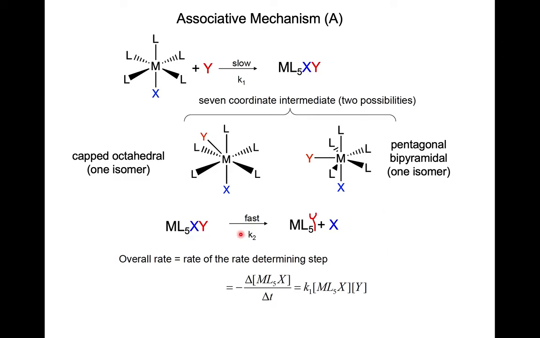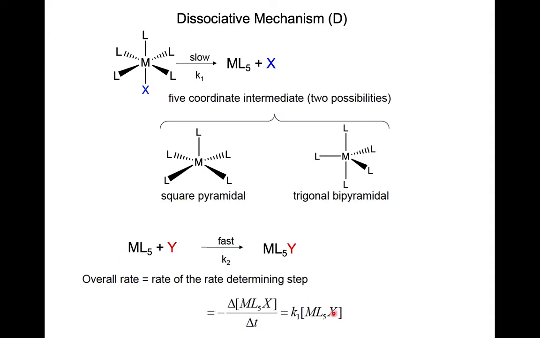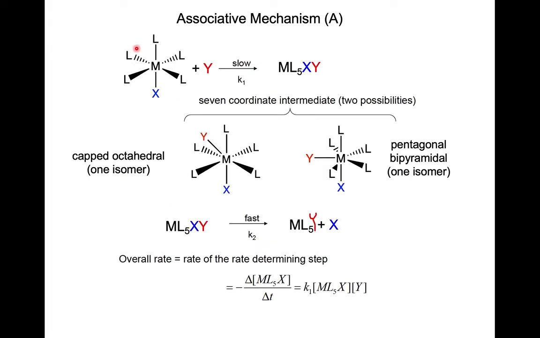Since this slow step is what determines the kinetics, both the concentration of ML5X and Y are important, and so the rate is equal to a rate constant times the concentration of the metal complex times the concentration of the incoming ligand. Contrast that with the dissociative mechanism, where only the concentration of the starting metal complex matters.